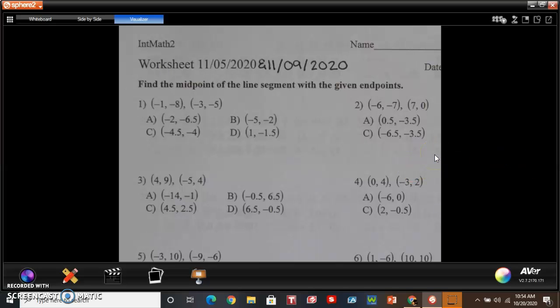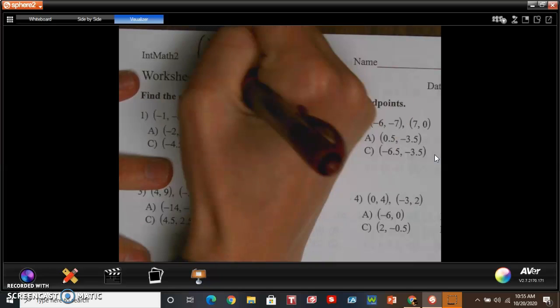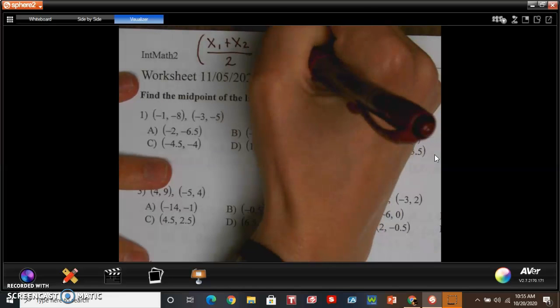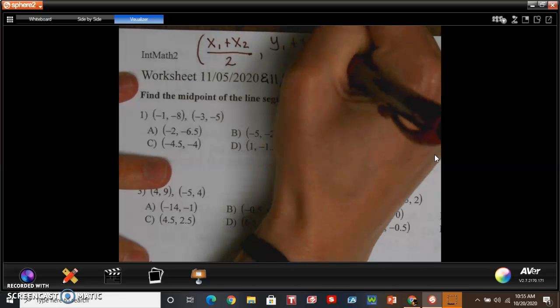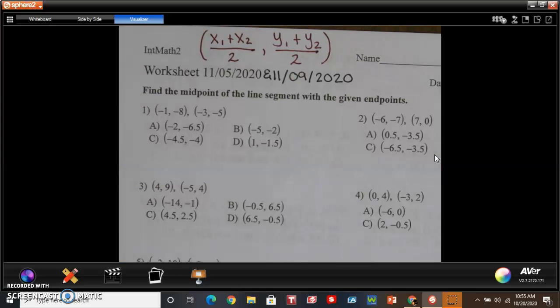So today, for Group B, that would be November 5th, or today for Group A, that would be November 9th, we're going to be talking about the midpoint formula, which is something you just covered. So your midpoint formula, just a reminder, is (x1 plus x2) divided by 2, comma, (y1 plus y2) divided by 2. All right? So the important thing here is to be able to identify your parts.